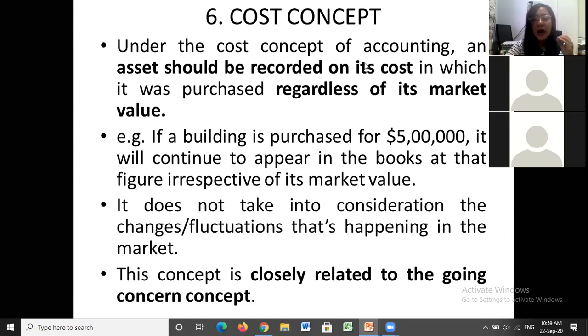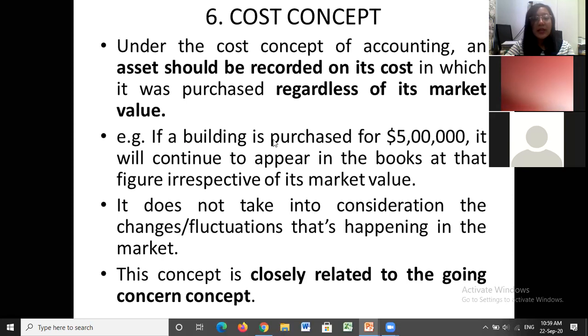We record it at the price we paid, according to the cost concept, regardless of its market value. Whatever the market value is, we record only the cost in accounting under the cost concept.